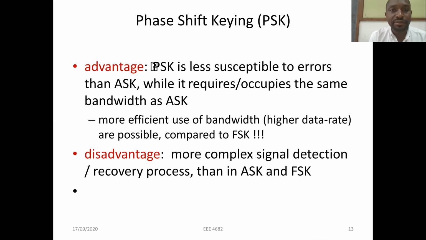The major advantage of phase shift keying is that it's also less prone to noise. Since the amplitude is kept constant, it makes efficient use of bandwidth, unlike FSK, whose bandwidth was twice that of ASK. But it has one major disadvantage: it's more complex in terms of signal detection and recovery process than ASK and FSK.